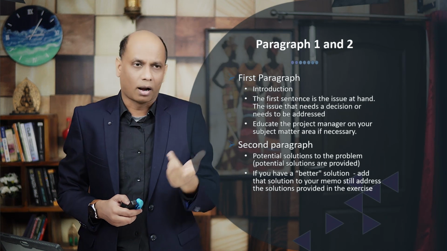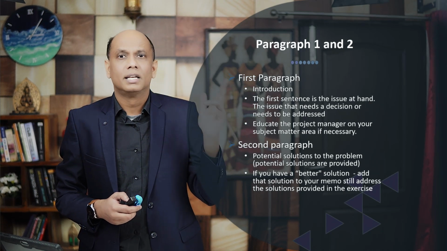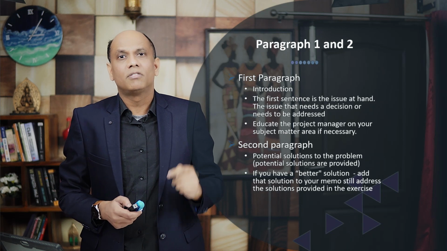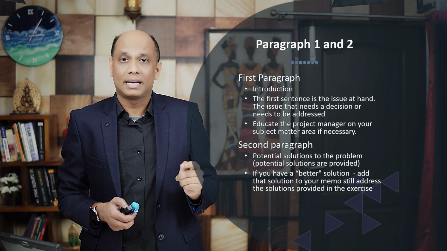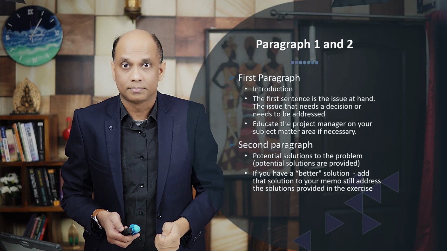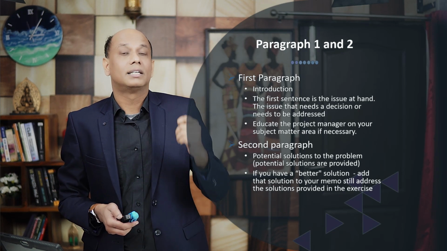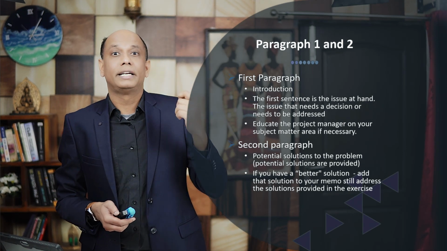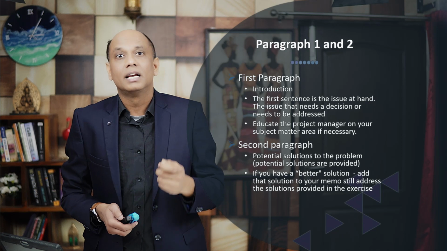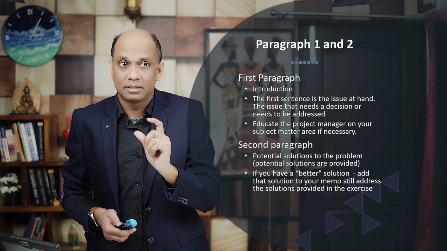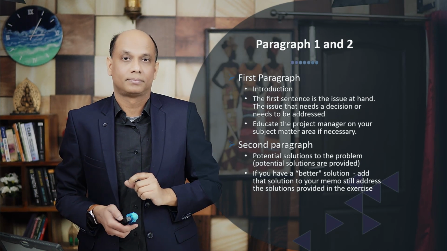So paragraph 1. Start with the introduction. The first sentence should be talking about the issue at hand, the issue that needs a decision or needs to be addressed. Again, educate the project manager on the subject matter if necessary in the first paragraph.